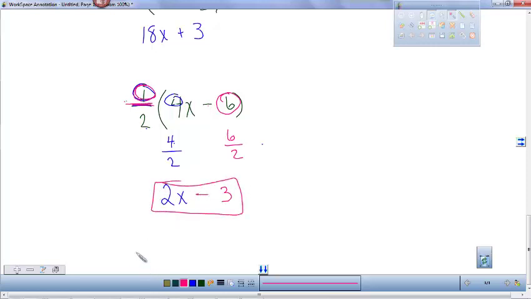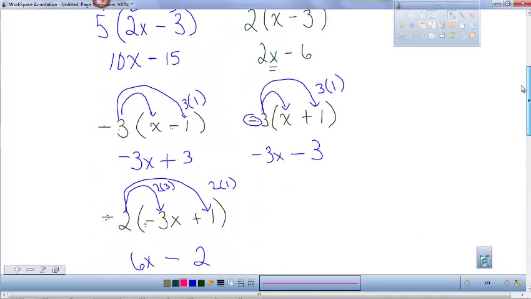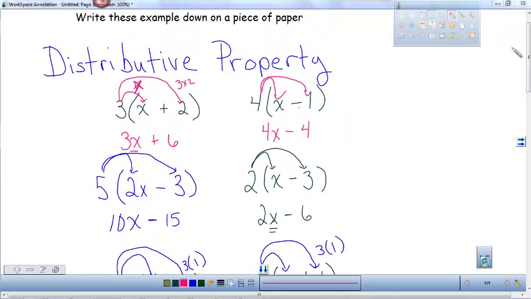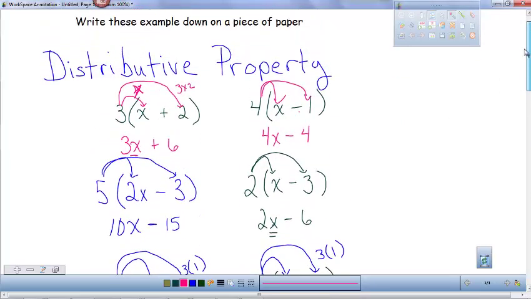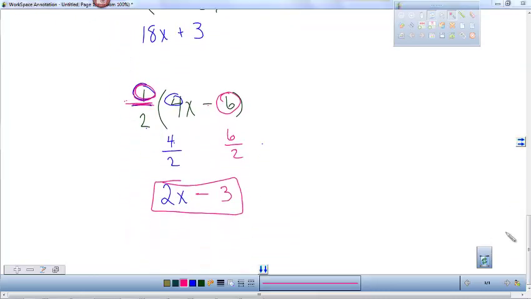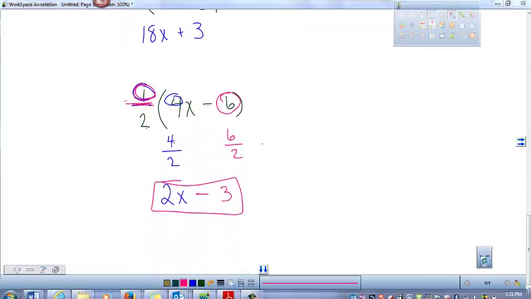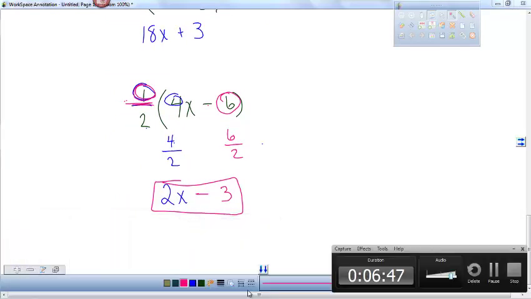Okay? So what you're going to do now is you're going to practice the distributive property. You're going to open Canvas, and you're going to go to Modules and follow the directions for the assignment. You're going to use just the distributive property on the assignment, and then you have to submit your page when you're done. So make sure you submit your problems on Canvas.